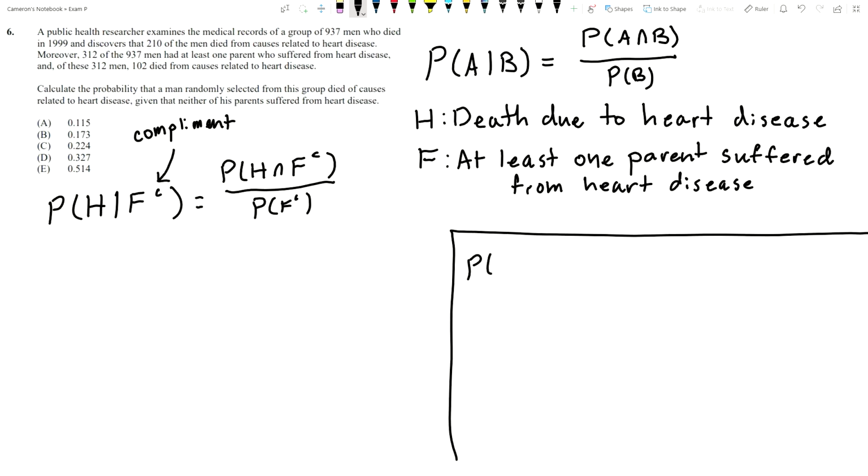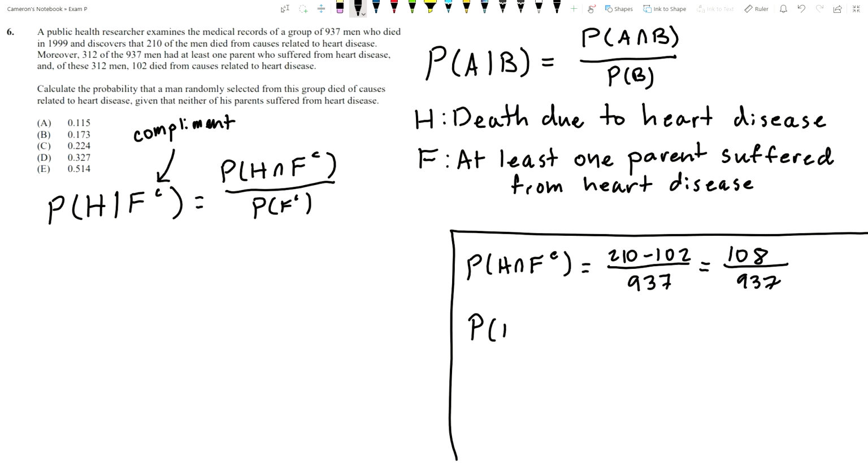In the numerator, the probability that a man's death is due to heart disease and neither of his parents suffered from heart disease is equal to 210 minus 102 over 937. That's the number of men who died from causes related to heart disease, minus the number of men who died from causes relating to heart disease who had at least one parent who suffered from it as well, divided by the total number of men in our study.